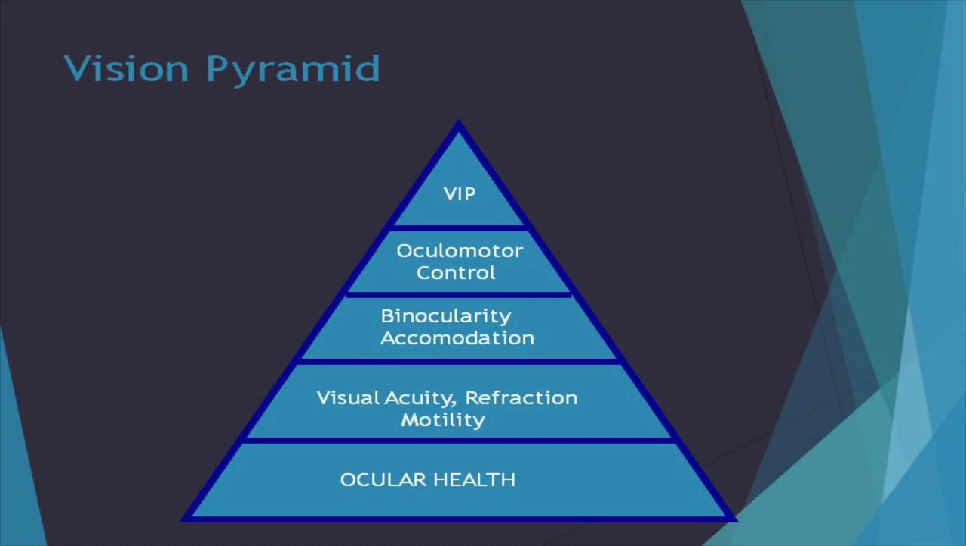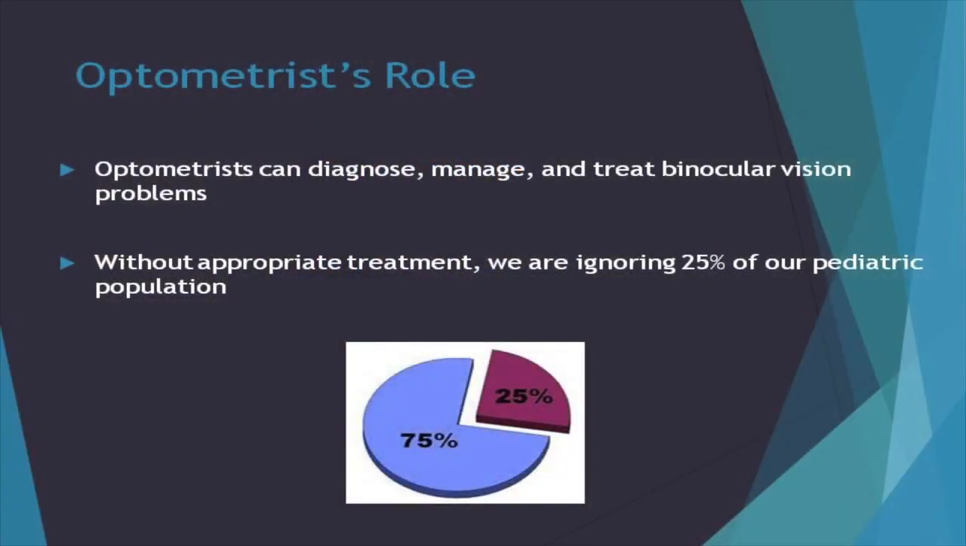But you can't start here without a healthy foundation. So this is the importance of the layering. So what are optometrists' role? We can diagnose, manage, and treat binocular vision problems as we're talking today. But without appropriate treatment, we are ignoring about 25% of our pediatric population. And I'm saying pediatric because this is the group I'm talking to, but this affects us lifelong.